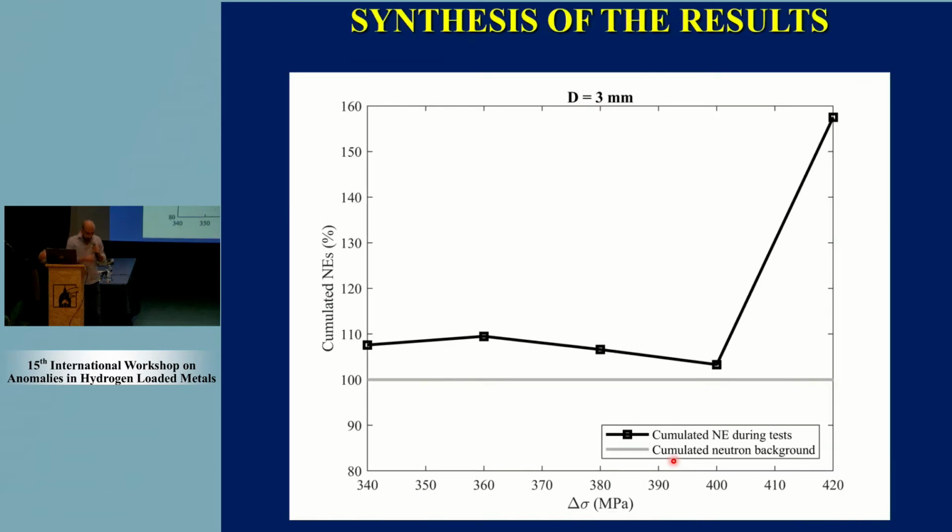After that, the influence of the mechanical stress range on the neutron emissions was investigated. Probably the most important issue is this one. For the highest stress range, we found the highest neutron emission. But in general, we can see an increment in the neutron emission with the stress range.